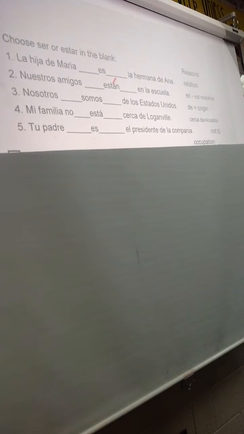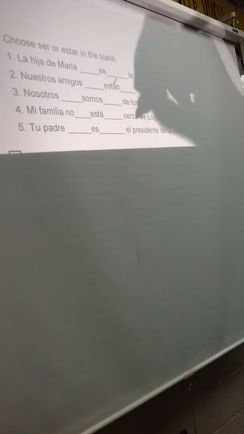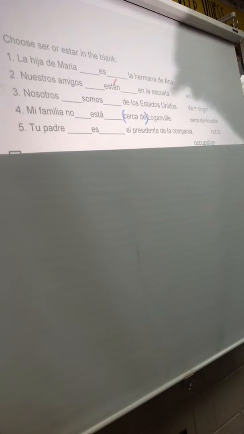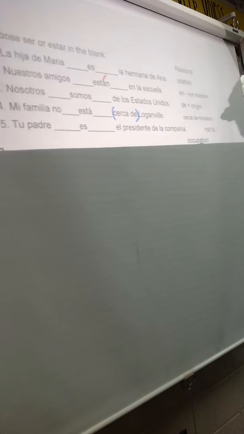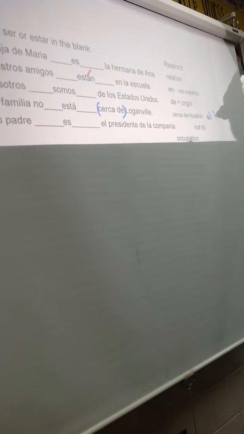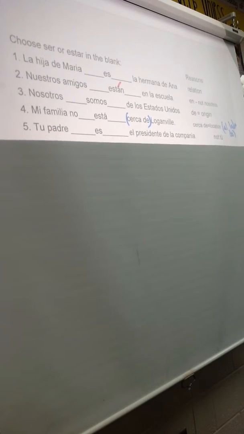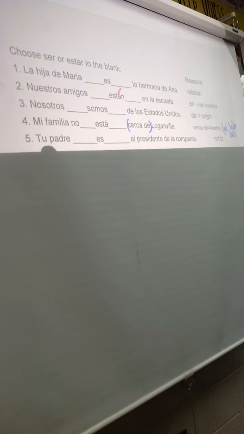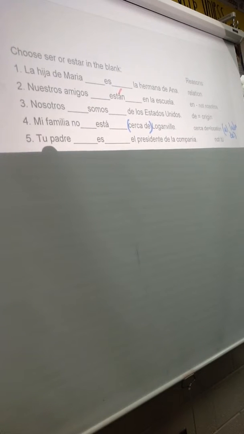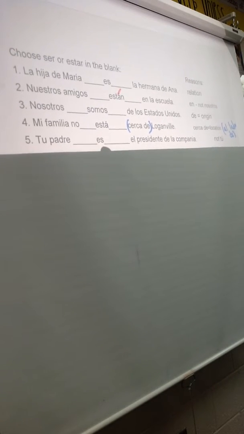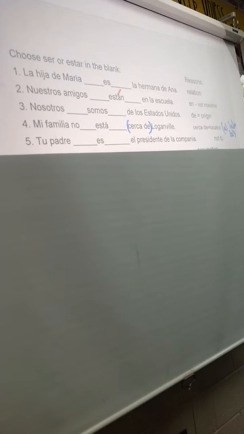Cerca de, remember that the de here does not work as a clue. Cerca de is one of your words, just like al lado de. Those are seen as phrases that tell you location, which would be estar. And then careful again, tu padres, not the tú form, it doesn't have an accent. Tú with an accent is you, tu without is your. Your father. One singular conjugation is president, which would be an occupation, which would be ser.